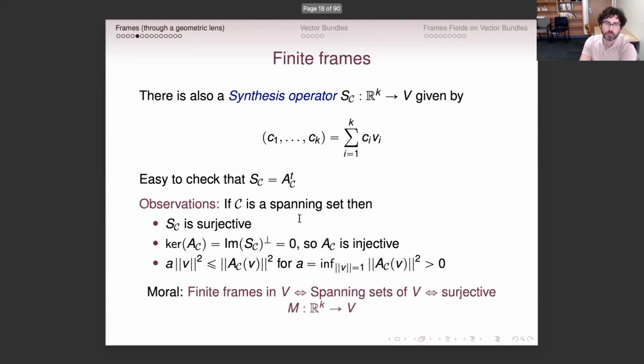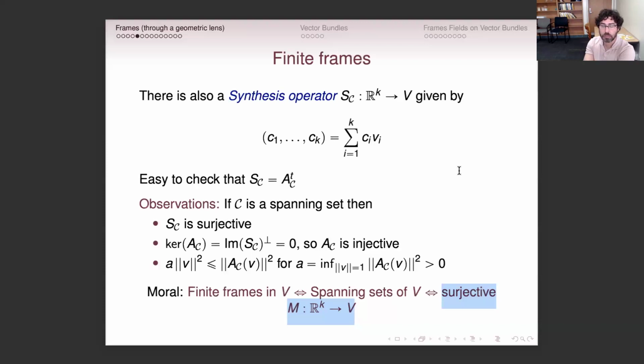And so the moral of all this is that finite frames in a Hilbert space are the same thing as spanning sets of that vector space. They're also the same thing as surjective linear maps from R^K to V. And in fact, this latter perspective is the one that I'm going to be taking. I'm going to tend to think about frames as being surjective linear maps from R^K into my vector space, where I'm identifying.